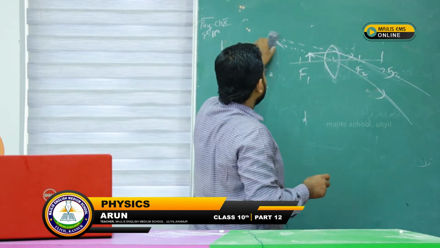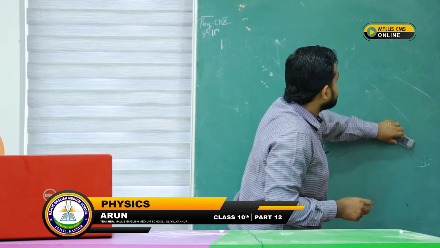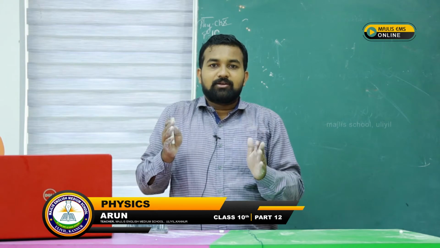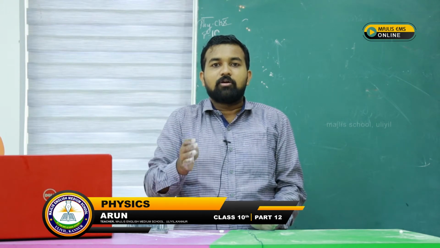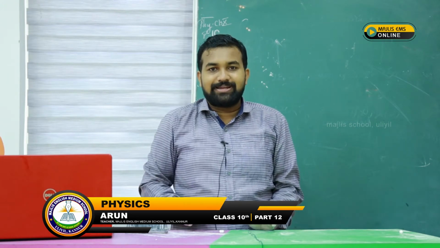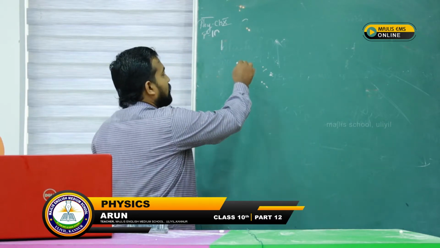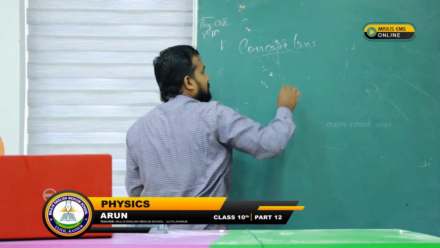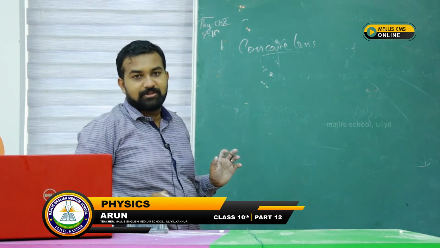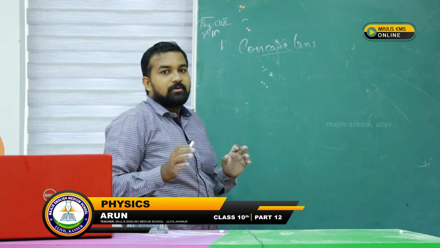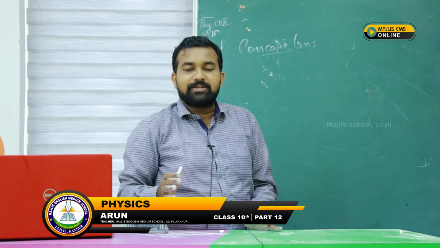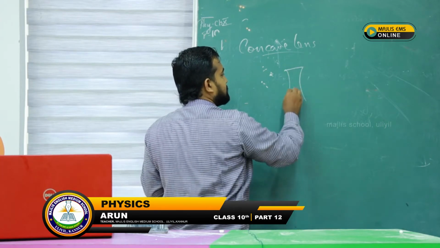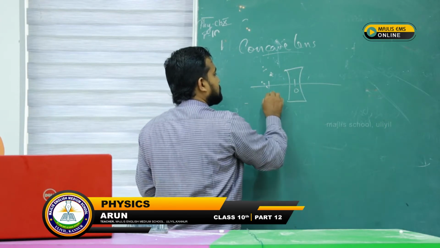Now the same way, we have discussed the image formations of convex lenses. Now we have to discuss the image formations of concave lens. Here only two types of image formations are there. Whenever the object is at infinity, we will get the image at focus. Okay, so that thing I will draw. Whenever it is at infinity, we will get the image at focus.